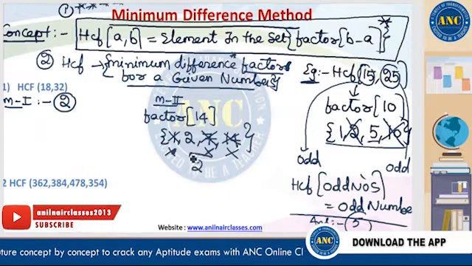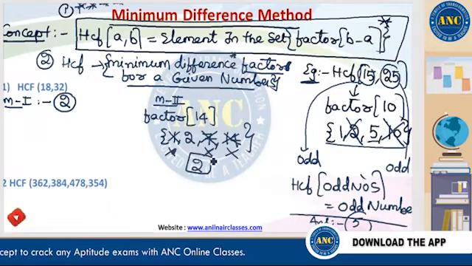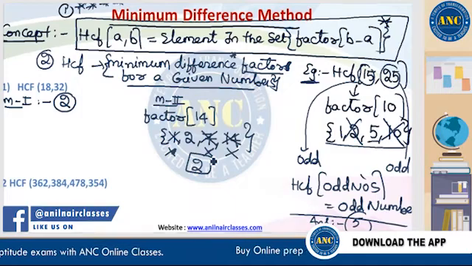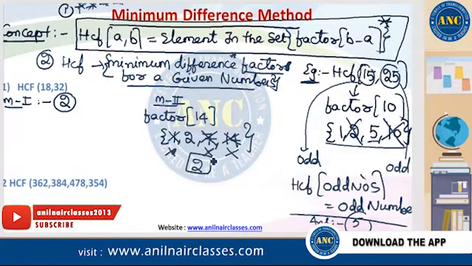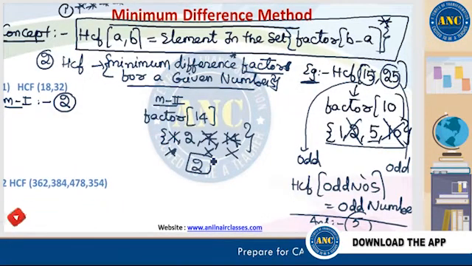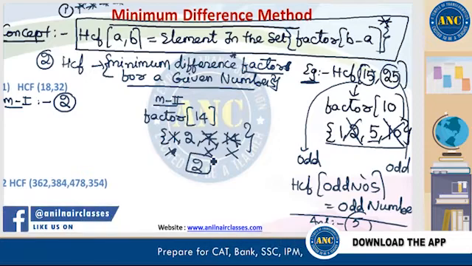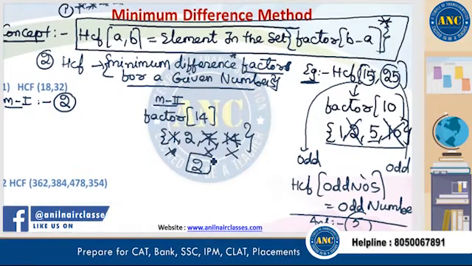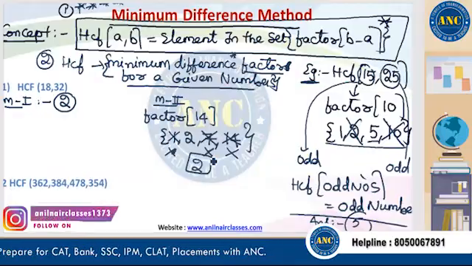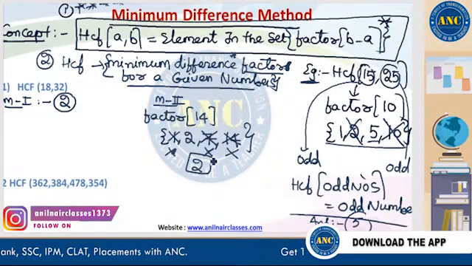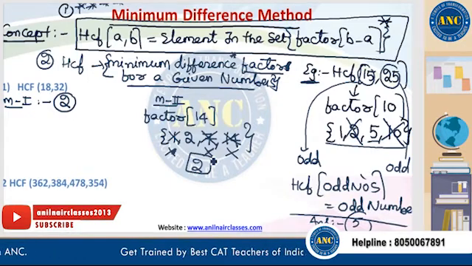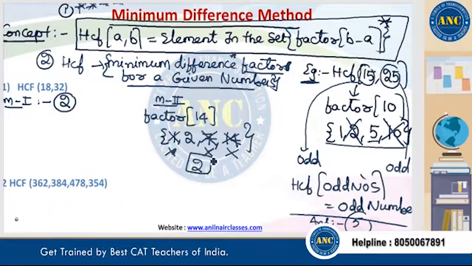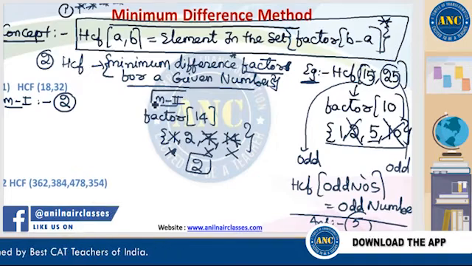So, HCF of any two numbers, answer is an element in the set factor of B minus A. 32 minus 18 is 14. What are the factors of 14? 1, 2, 7, 14. HCF of any two even numbers should be an even number. So 1 and 7 are out. If a number is not divisible by 7, how can it be divisible by 14? 7 is out, 14 is out, 1 is out. Answer is 2. This is by using method 2.